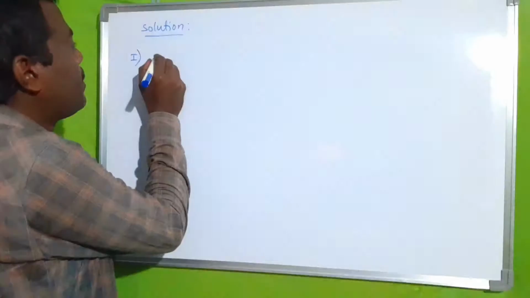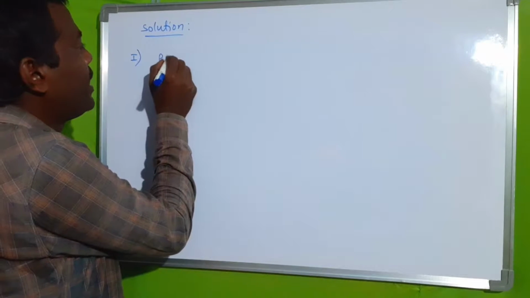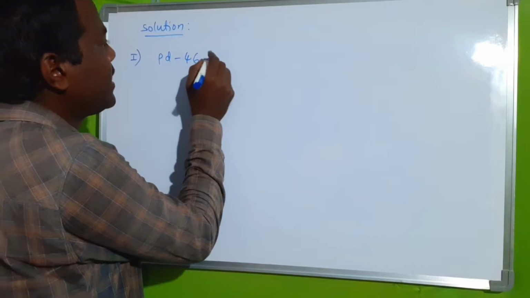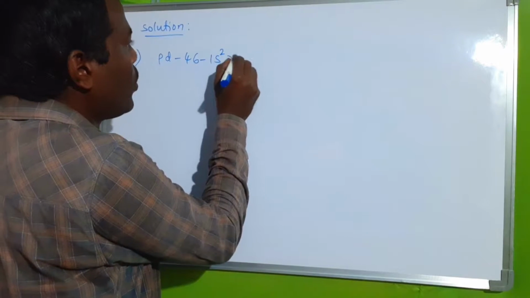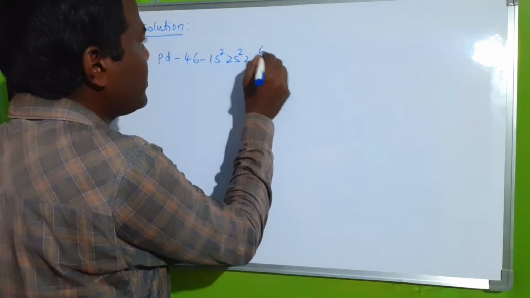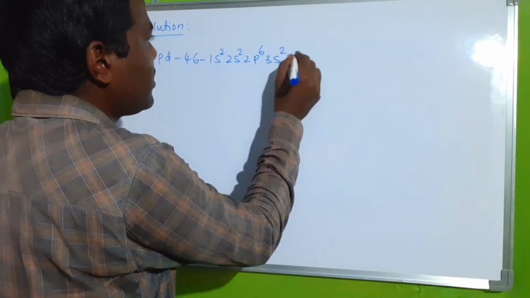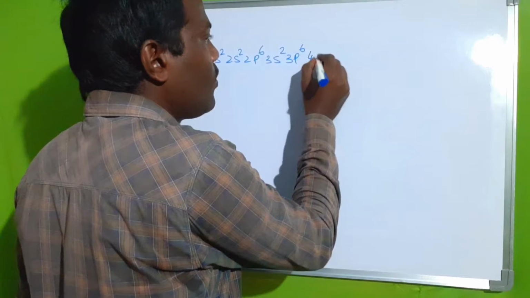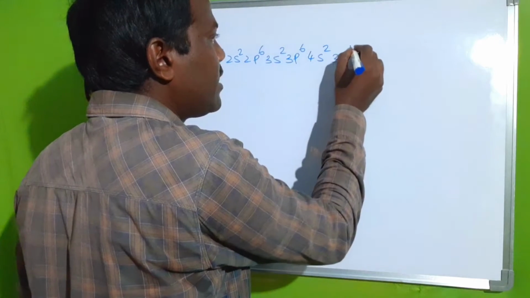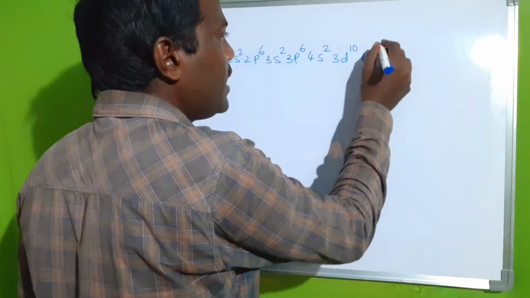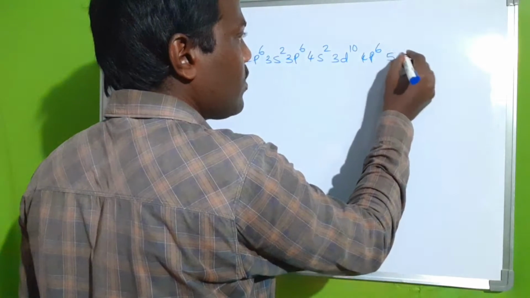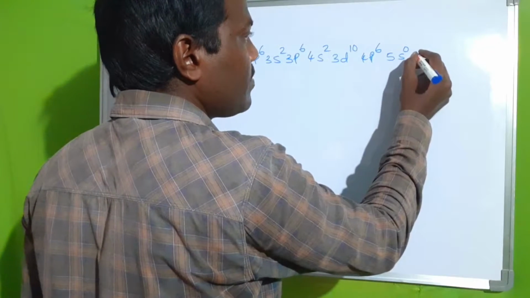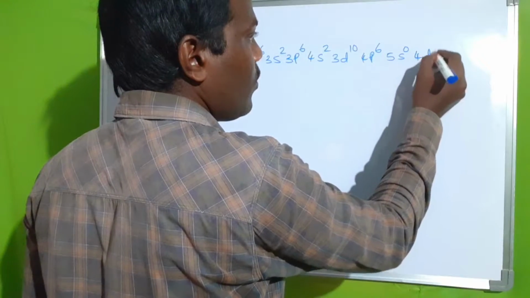First statement. Palladium atomic number is 46 and the electronic configuration is 1s2, 2s2, 2p6, 3s2, 3p6, 4s2, 3d10, 4p6, 5s0, 4d10.